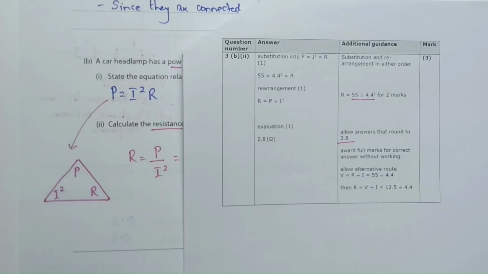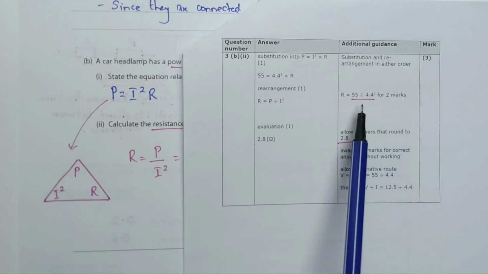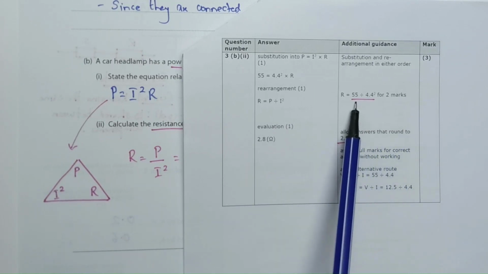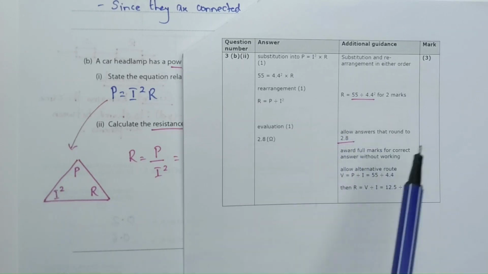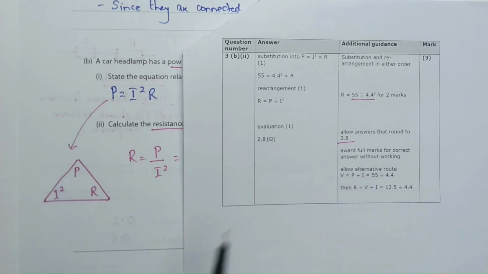Question 3, part B2, substitution into the equation P equals I squared R, and you should have an overall value of 2.8 ohms. And they are giving 2 marks if you simply wrote that down without the answer. Allow answers that round to 2.8. Allow full marks for correct answer without showing the working. So writing the final answer as 2.8 should be okay, but I would recommend that you write the equation and do the working while you're practicing so that you get this skill spot on.